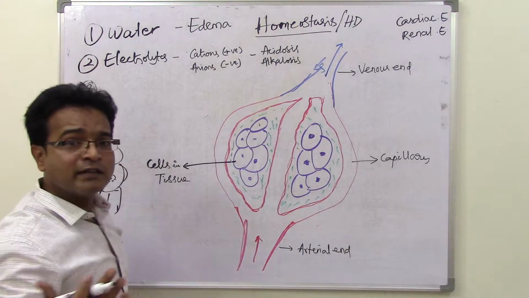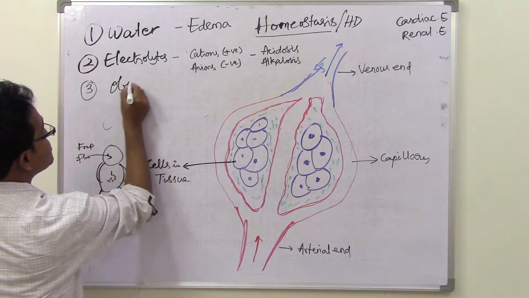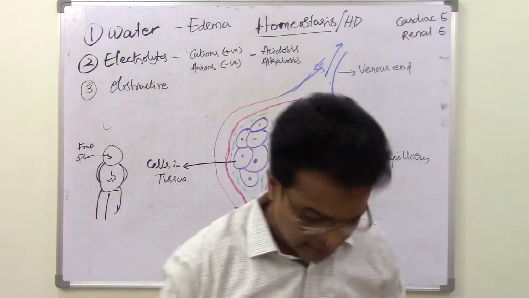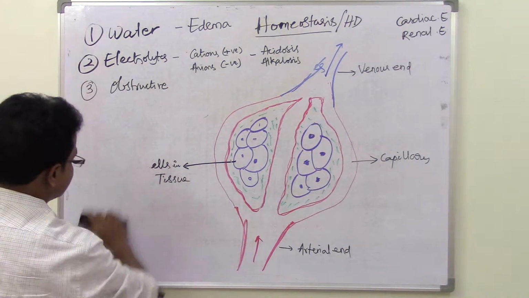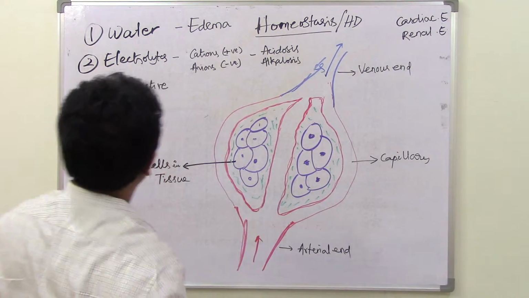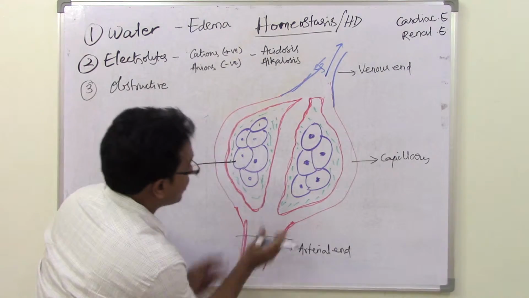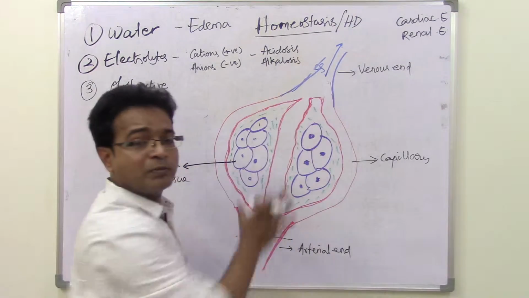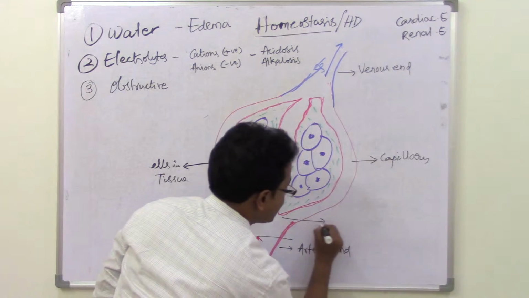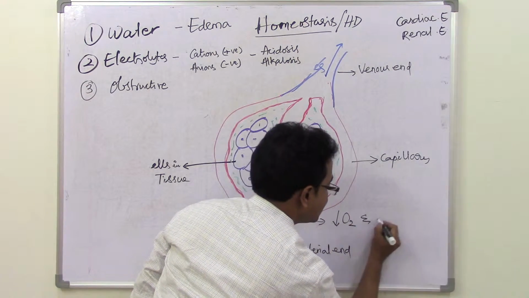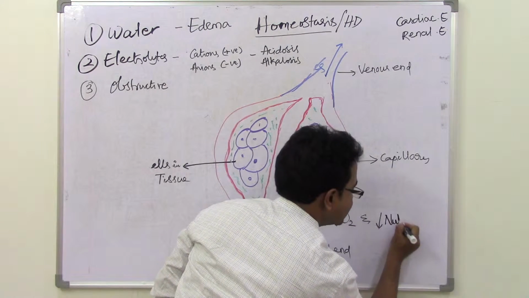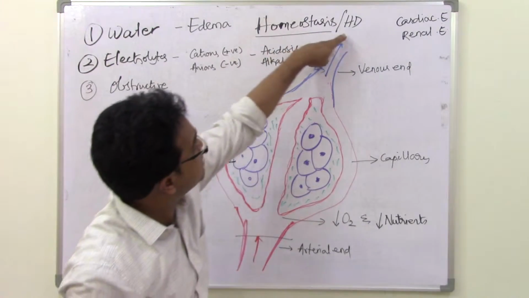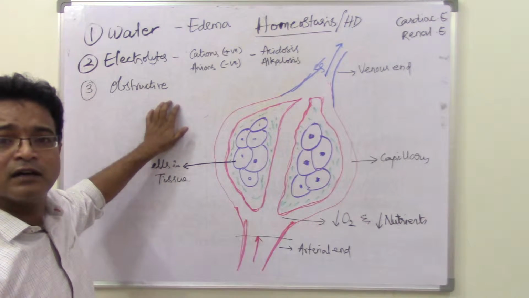Next comes the circulatory system, obstructive type. The blood is supposed to move in the vascular compartment, is it not? Say for example, if there is a block, this particular area is not being perfused. Meaning what? There is no oxygen and there are no nutrients. So this is hemodynamic derangement of obstructive nature.